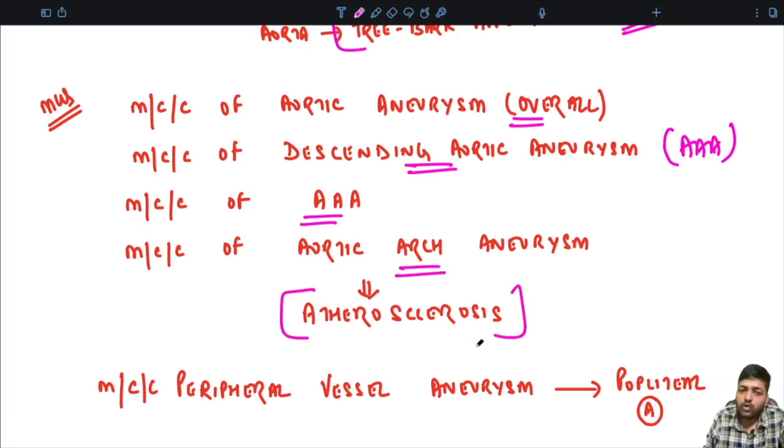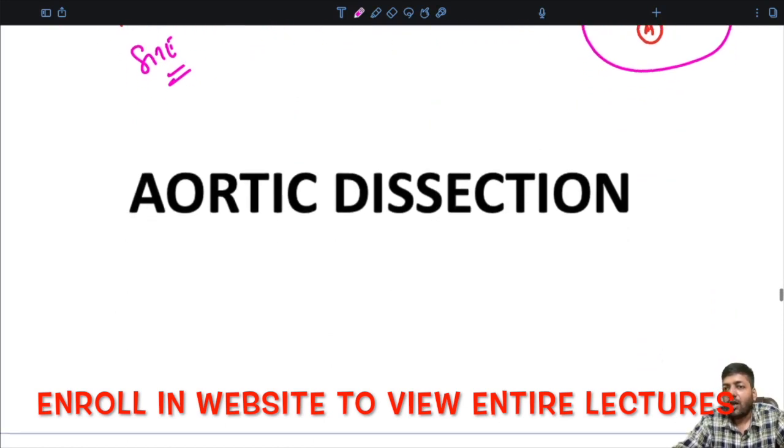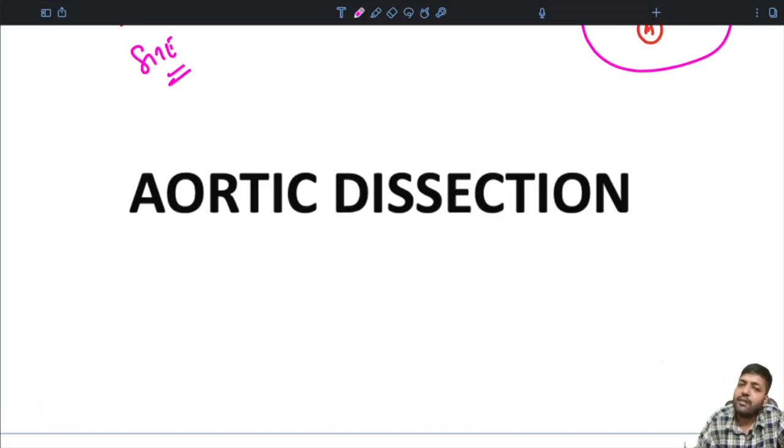If the question is the most common cause of peripheral vessel aneurysm, or which peripheral vessel is most commonly involved by aneurysm, it is the popliteal artery. So the most common site of peripheral vessel aneurysm is the popliteal artery. Now, as we have discussed this point, this was the first half of the lecture. Now we are going to discuss aortic dissection.